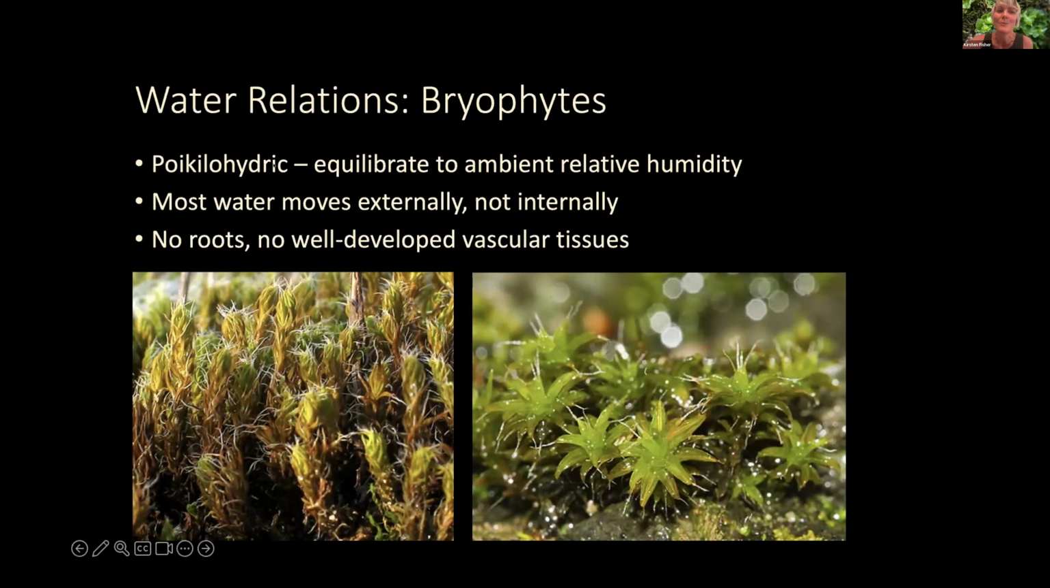So when the environment's wet, it will be hydrated. And as the environment around it dries out, so too does the plant. And that means that most of their water moves around their bodies not internally through vessels and things like that, but actually externally, around the external body of the bryophyte.